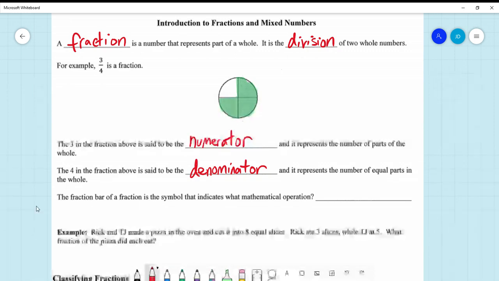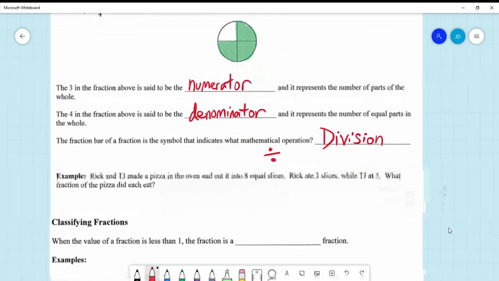The fraction bar is a representation of the mathematical operation of division. It's funny because when you think of a division sign, it's usually this sign right here. It actually kind of resembles a fraction, where instead of a numerator and denominator, you actually have 2 dots. That's exactly what it is.